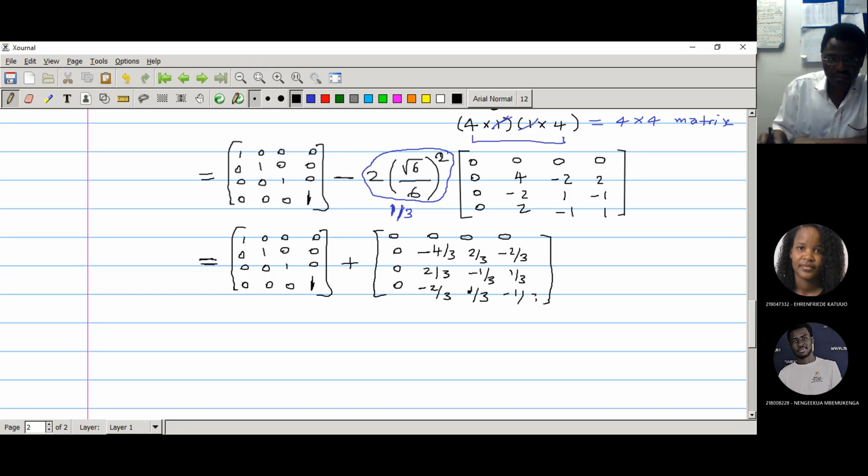Good. Now, if I add them together, what do I have? Adding them together means that I will only add 1 to the diagonal element. That's all. So I will keep this and add 1 to the diagonal element. Right. So I'll add 1 to the diagonal element here. So this will be 1.